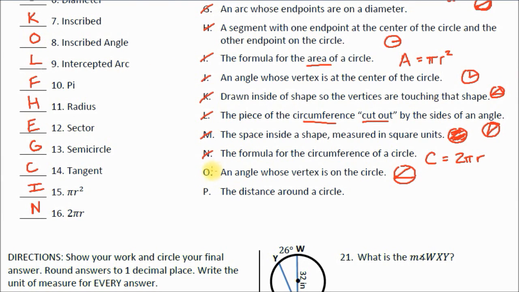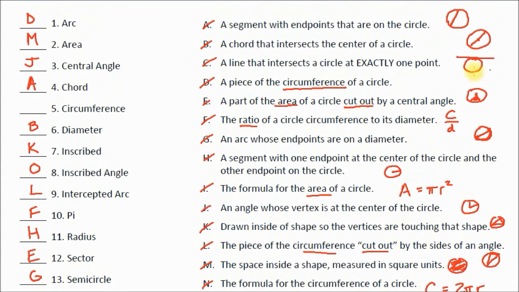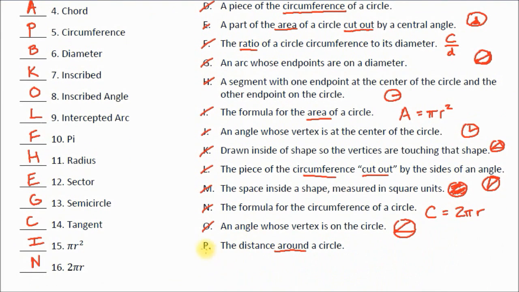And then let's see if we've done this well. P is the distance around a circle. That'd be a circumference. And that's the one we have left. So there is the practice vocabulary section.